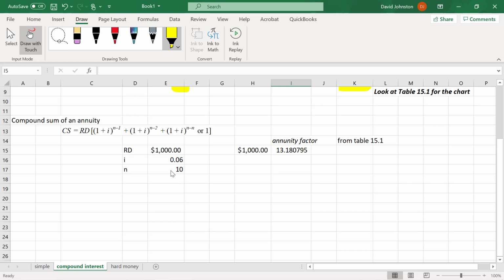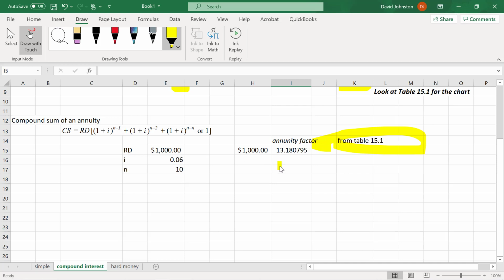So what actually happens, and again, go back to the table at 15.1 and look at that for the annuity factor. So this is for an annuity, so you've got regular deposits. All right, I'm not just depositing $1,000 one time. Every year I'm putting in $1,000. So over the 10 years, how does my regular deposit of $1,000 grow at 6% interest, depositing 10 times?